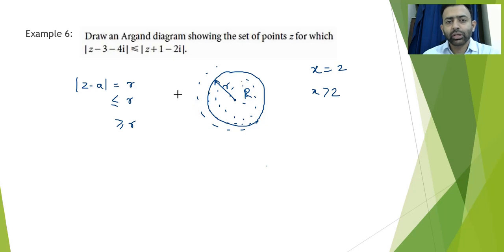Fine. So this time we do not have an equation or inequality of the type mod of z minus a is equal to r. There is another complex number of the type z plus 1 minus 2i. So what kind of geometry is represented by this? Let us do this.